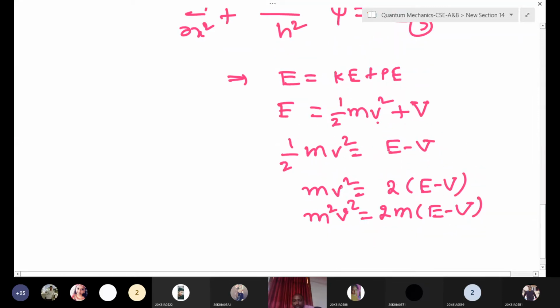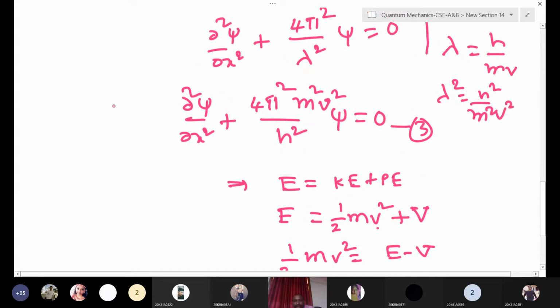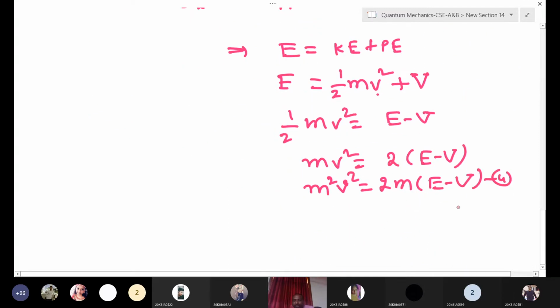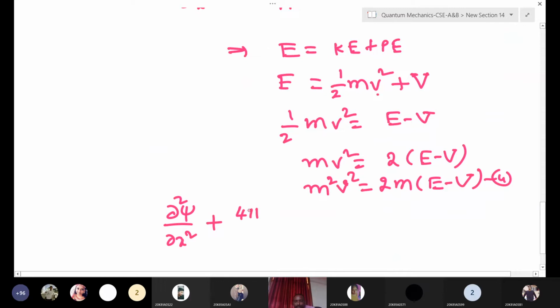Now let's call this expression 4. Substitute 4 in expression 3. In this expression, replace m square v square with 2m into E minus V. You got it, right? So we get dou square psi by dou x square plus 4 pi square by h square times 2m into E minus V. Here E is capital E, V is the potential, and h square is there. So our job is completed here.